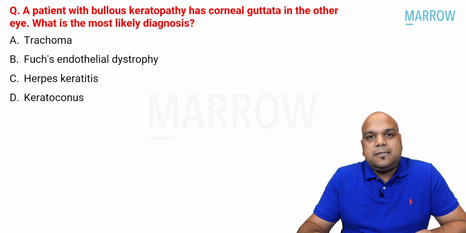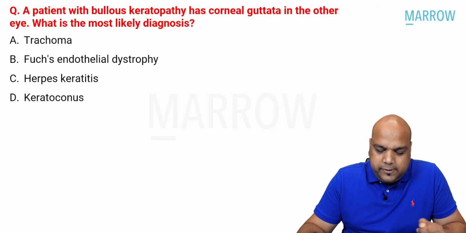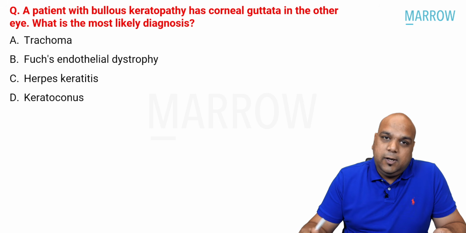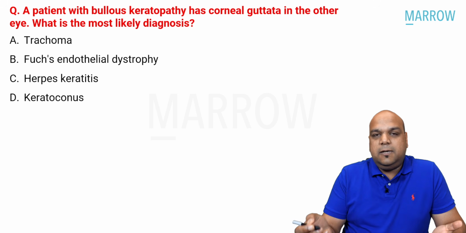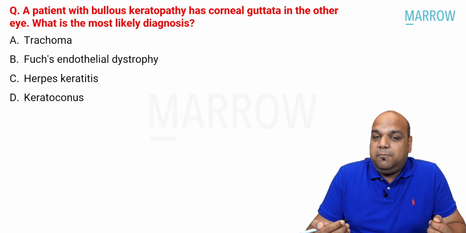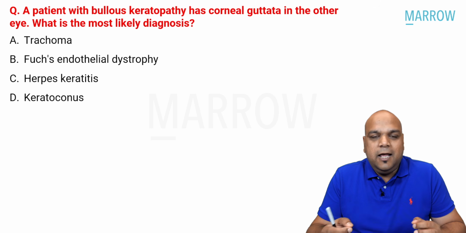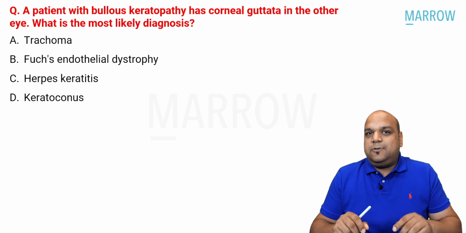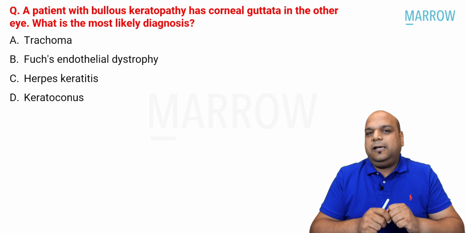The first question is, a patient with bullous keratopathy, that means cornea question, has corneal guttata in the other eye. What is the most likely diagnosis? So now, seemingly, this is something which we have not studied, but if we pay attention to our class, we have studied one word in this question that clearly gives us the diagnosis. Only one word, one answer, done. You need not have spent more than 10 seconds on this question.